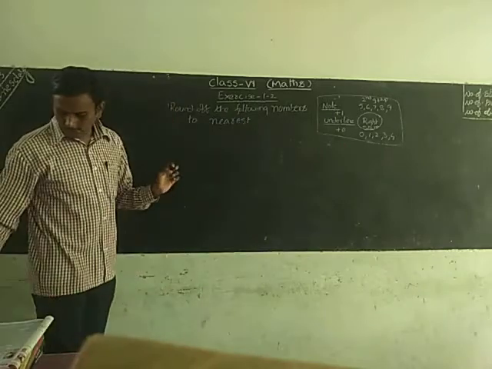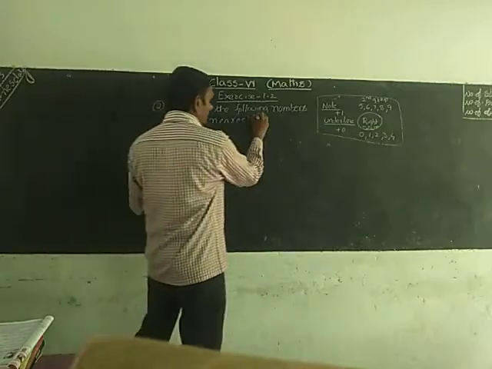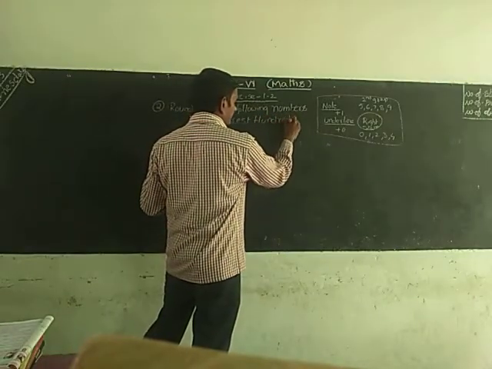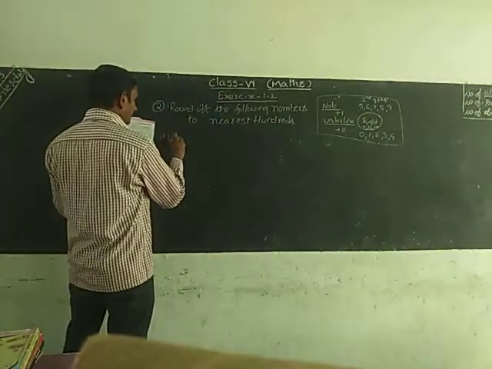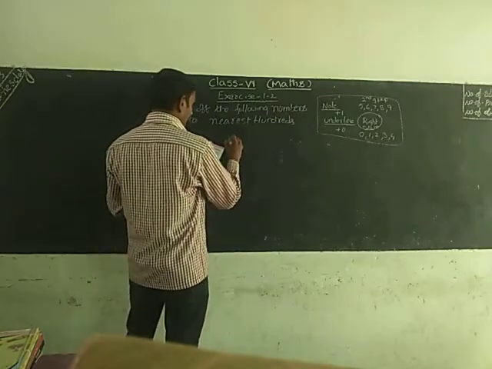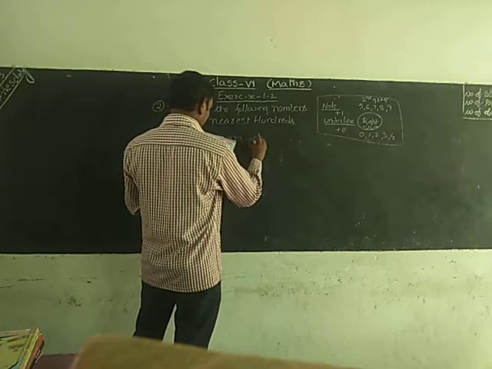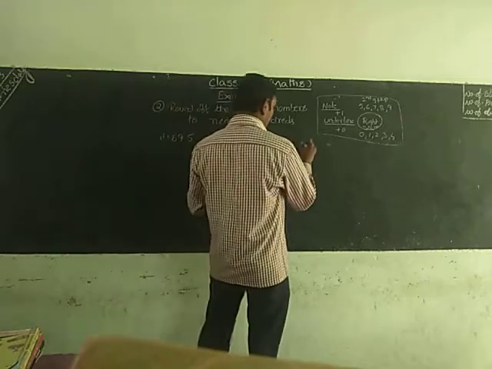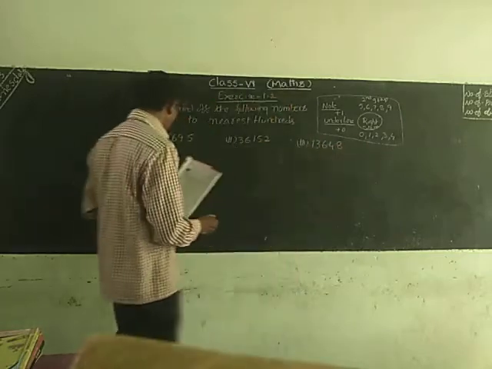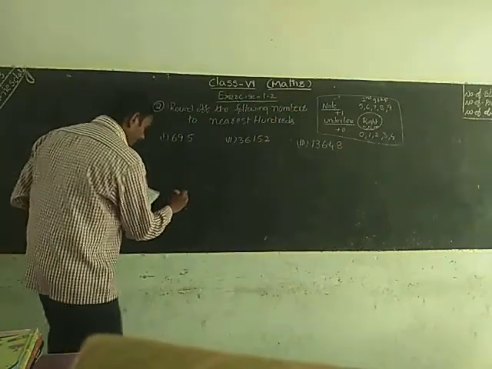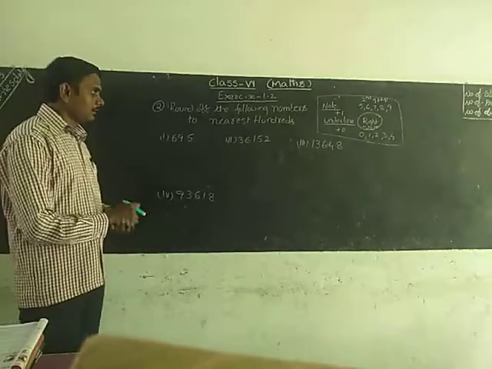In this also 4 sums are there. I will explain 2 sums, 3 sums. Same word only, nearest hundreds. What is the question given? First question, 695. Second question, 36152. Third question, do your one, 13648. I will explain the last one, the fourth one, 93618.